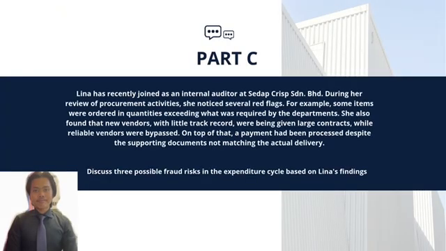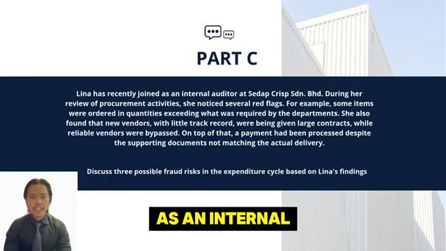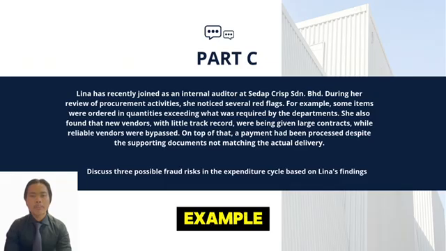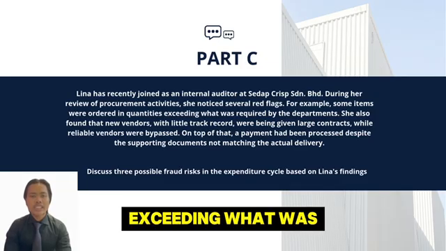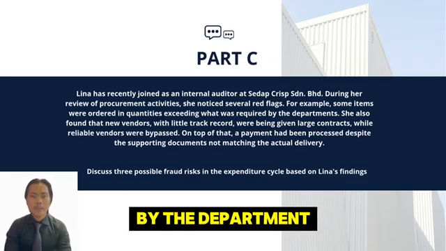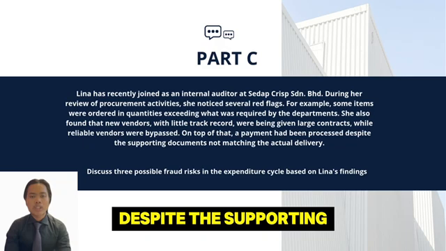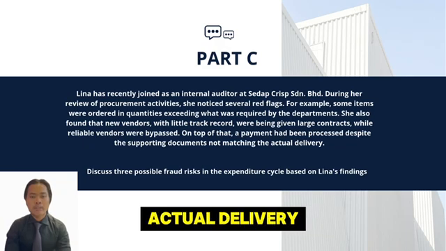Part C. Lina has recently joined as an internal auditor at Sedap Kris Sdn Bhd. During her review of procurement activities, she noticed several red flags. For example, some items were ordered in quantities exceeding what was required by the departments. She also found that new vendors with little track record were being given large contracts, while reliable vendors were bypassed. On top of that, a payment had been processed despite the supporting documents not matching the actual delivery. Discuss 3 possible fraud risks in the expenditure cycle based on Lina's findings.